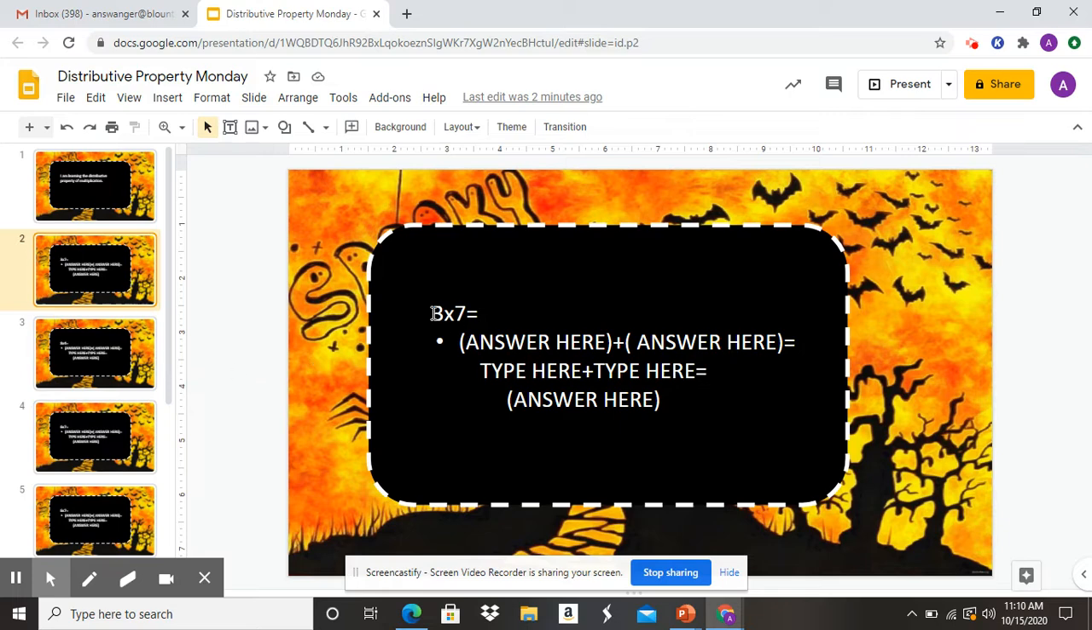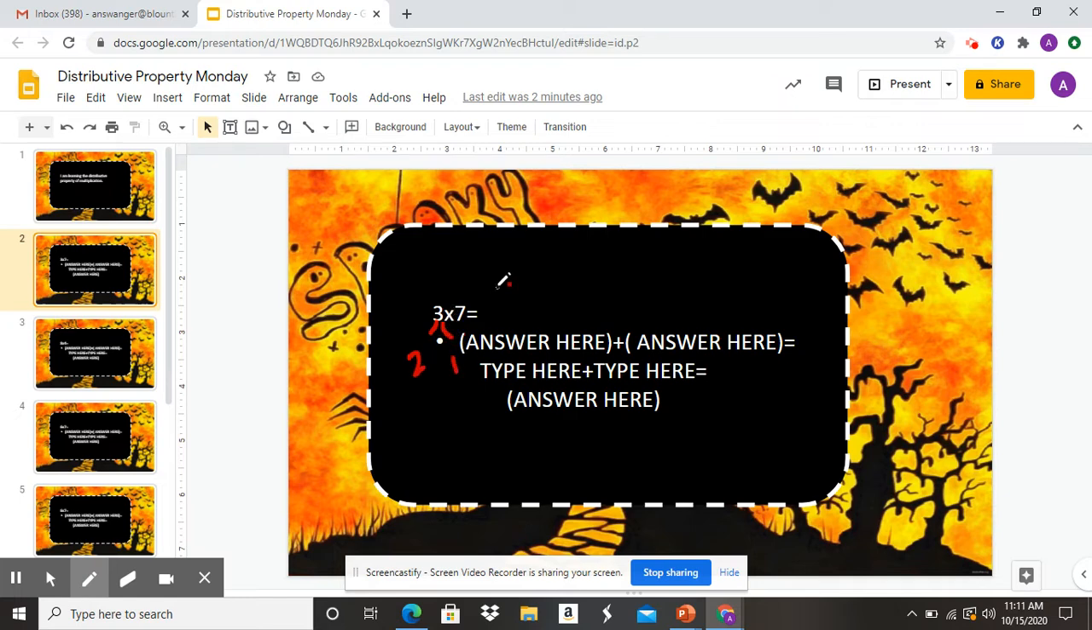We have the multiplication equation 3 times 7. When I look at 3 times 7, I can decompose or break apart one of those factors into numbers that I already know the multiplication fact. You cannot break apart both factors, it's just one. The factor I'm choosing to break apart today is 3. I'm going to break apart the 3 into 2 and 1.